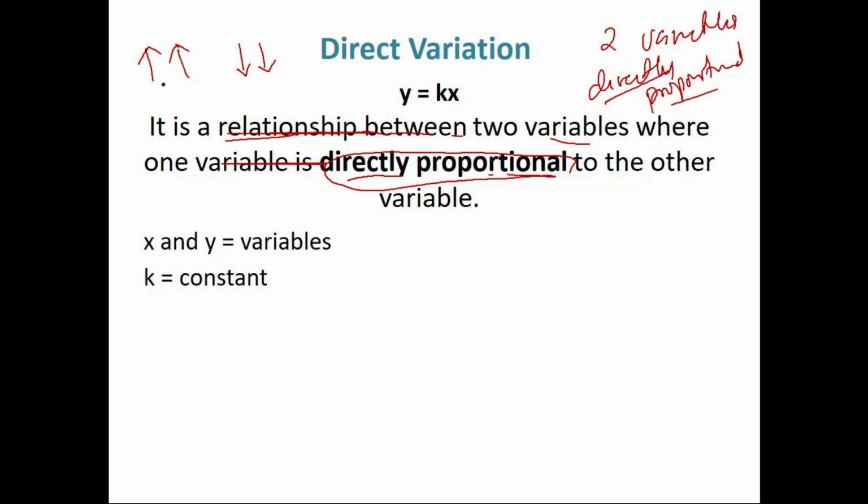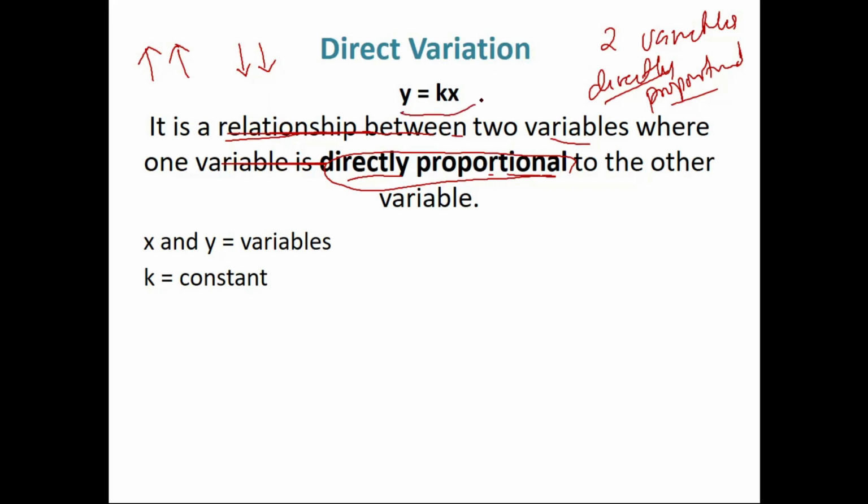So, parehas yung direction nila. Kung pataas yung isang variable, pataas din yung isang variable. Pwede rin naman na kung pababa yung isang variable, pababa rin yung isang variable. Parehas ang direction ng values. Yan yung tinatawag nating directly proportional. I hope you're getting the concept.